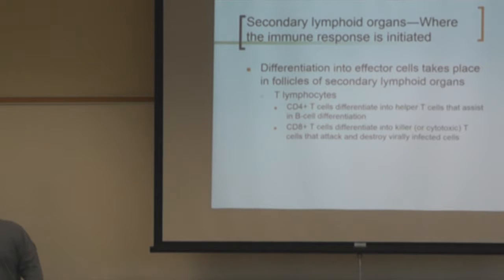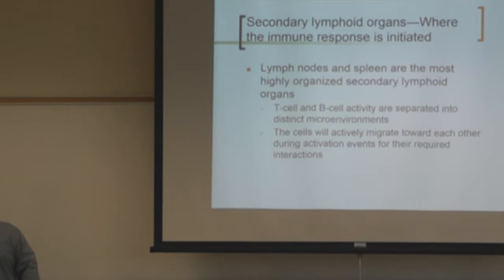Differentiation into effector cells takes place in the follicles and in secondary lymphoid organs. T lymphocytes, so your CD4s, your helper T cells, and your CD8s, your cytotoxic T cells, are going to become stimulated and become effector cells or memory cells in these places. Lymph nodes and spleens are pretty highly organized.